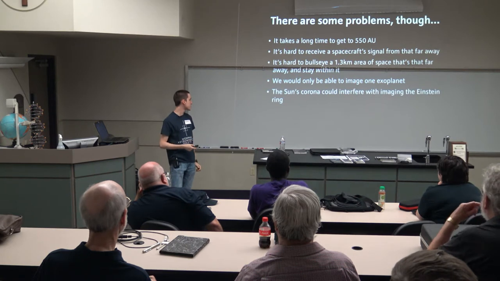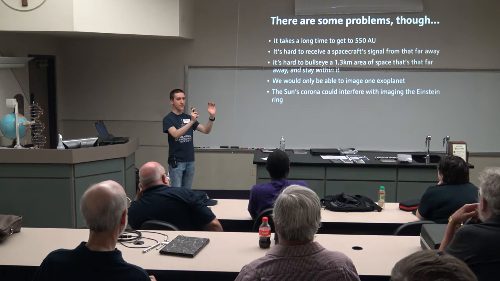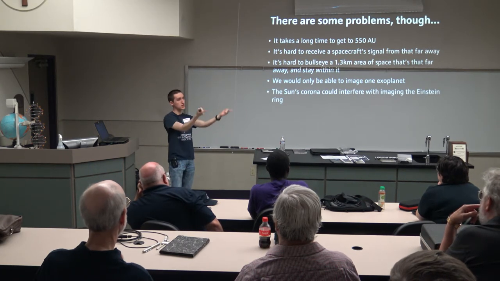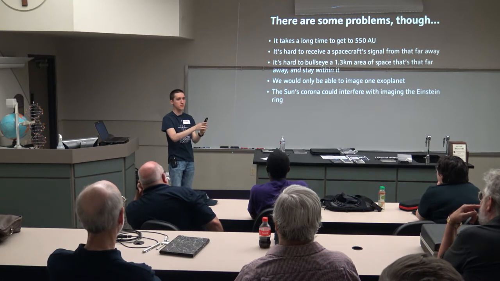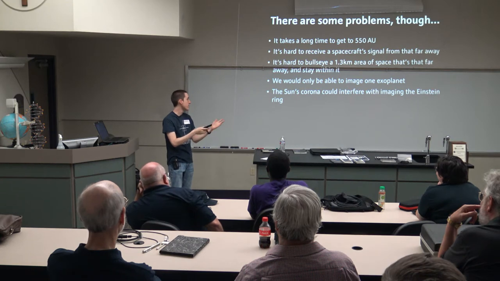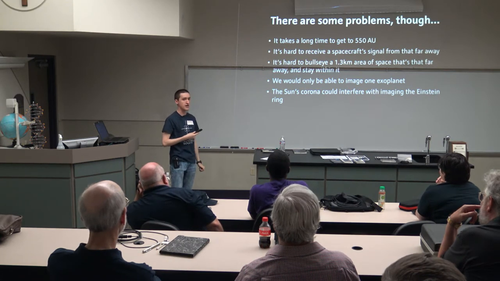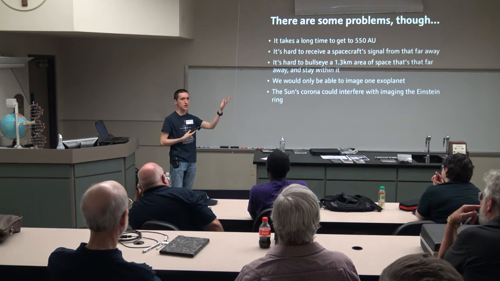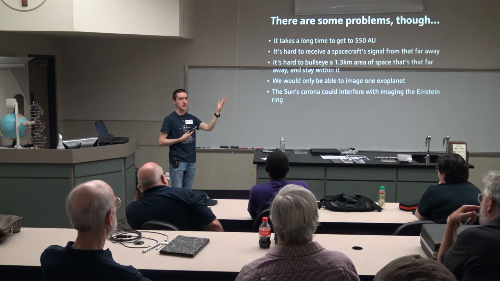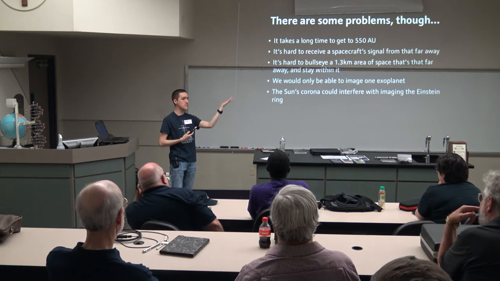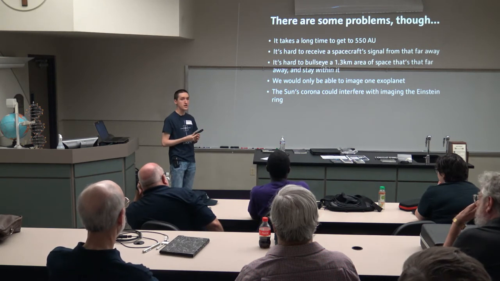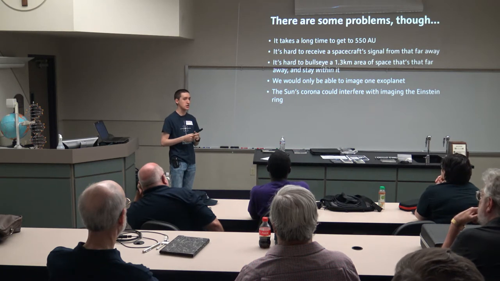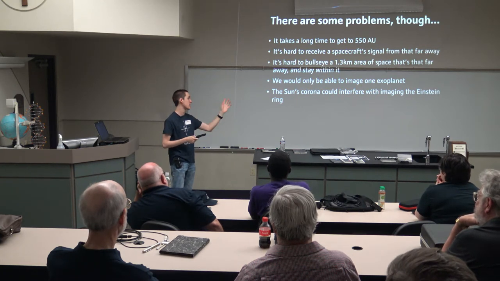And another problem is, since we're taking a picture of basically the sun and also this Einstein ring, well, the sun is basically a giant exploding ball of gas that's extremely bright, it could interfere with the Einstein ring. It could interfere with this image, because the corona, while it's not as bright as the sun, is still pretty bright, and so there'd be some corona light mixed in with the exoplanet light. So we'd have to find a way to account for that, and also hope that there aren't any giant solar flares or prominences or something that get in the way.